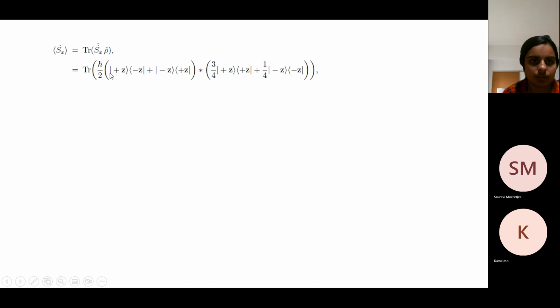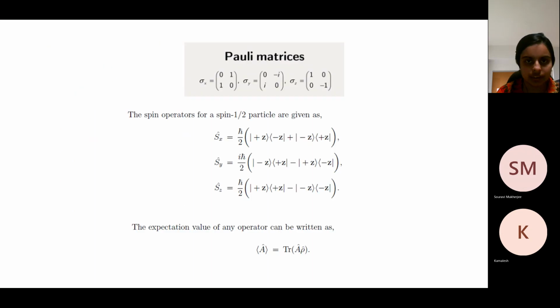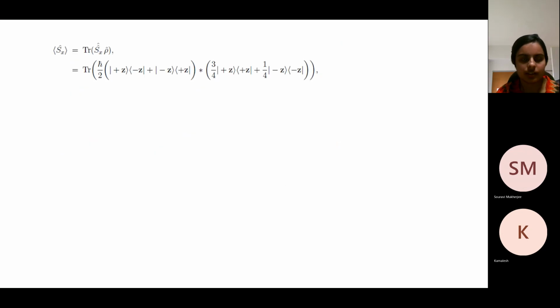So try solving. It would be something like this, Sx and Sy. So this is Sx, where you are multiplying with h cut by 2 times the matrix 0, 1, 1, 0. You need to remember these Pauli matrices, this is very fundamental. So Sx will be h cut by 2 into this. Multiply with the density matrix, and from there find the trace.